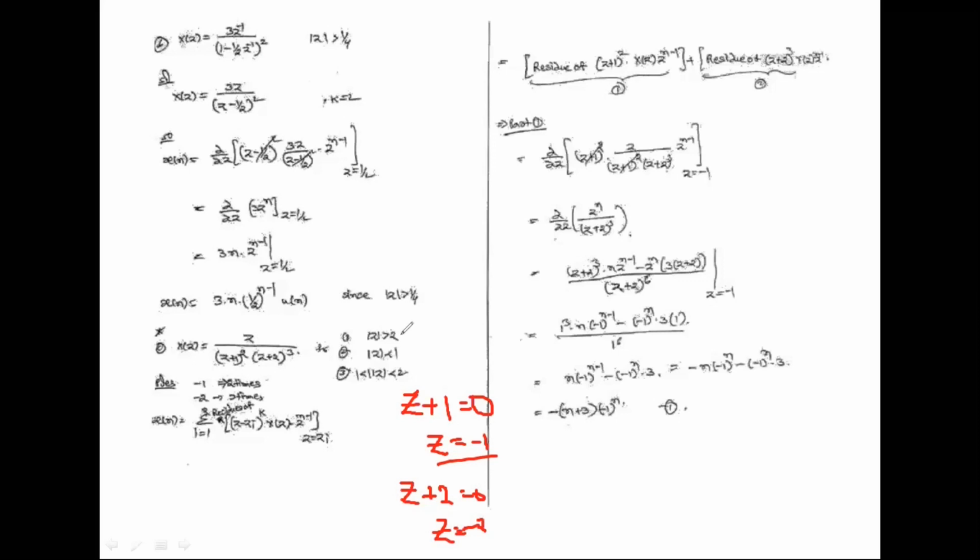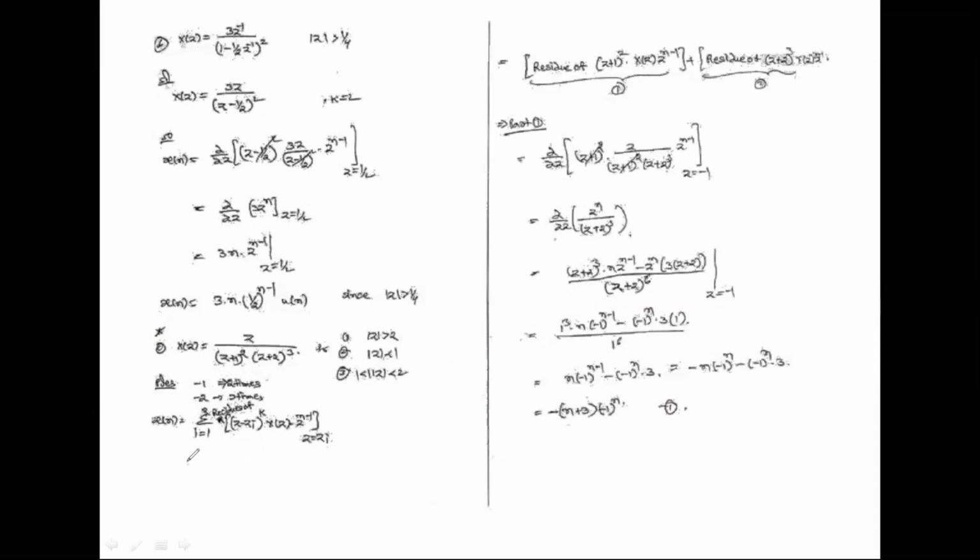We are asked to find x of n when |z| is greater than 2 towards the right side, |z| is less than 1 towards the left side, and also in between 1 and 2, giving the ROC. With the ROC of |z| greater than, |z| less than, and in between 1 and 2, we have to find the inverse Z-transformation x of n of the given x of z. Got it, my students? So using z equal to minus 1 two times and z equal to minus 2 three times, by using the residue method.